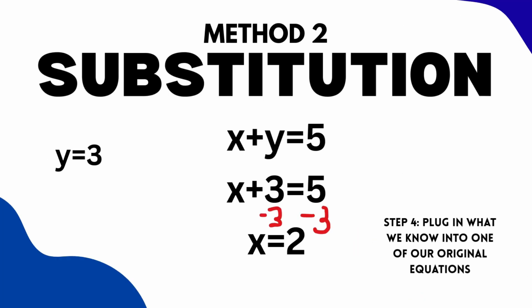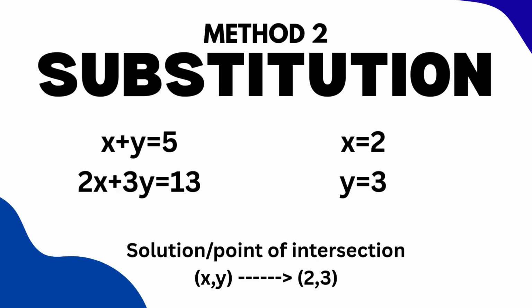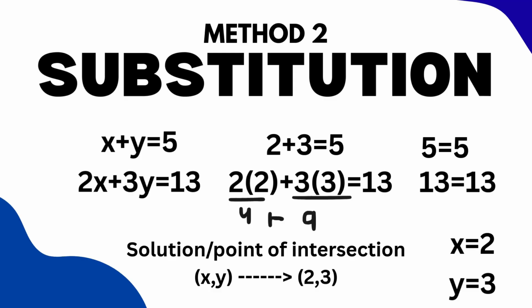And we can check this by plugging in our values. x equals 2, y equals 3. So we're going to put those values in there. For the top equation, we get 2 plus 3, which is correct. And the bottom, we get 4 plus 9 equals 13, which is correct.